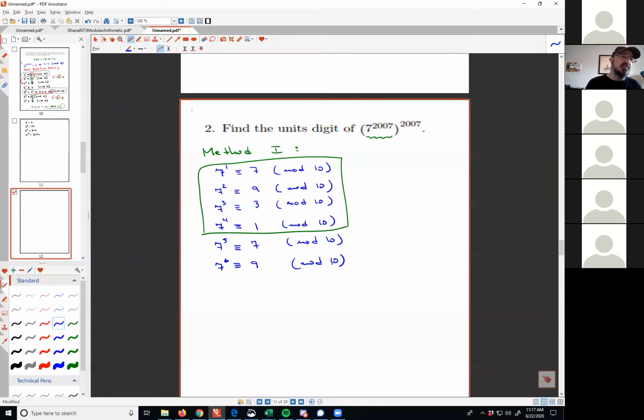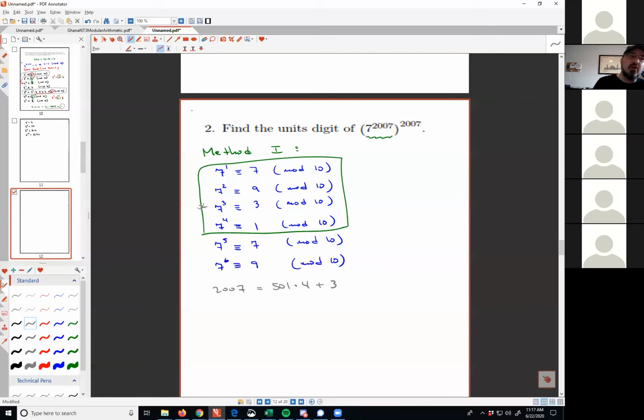So we go, okay, 7 to the 2007th. What do we do with that 2007? We divide it by 4. Good. So 7 to the 2007th has a remainder of what? 3. So 3. Okay. But we're not done yet.